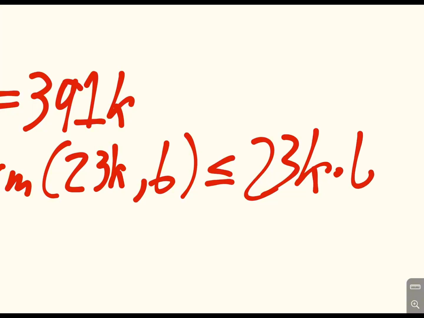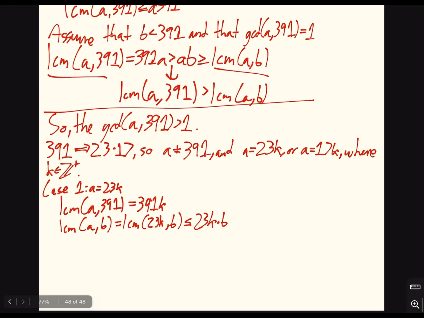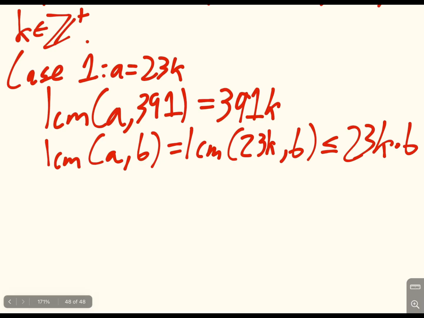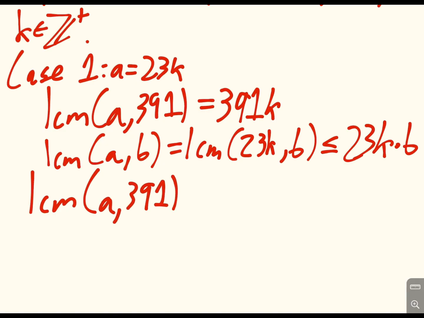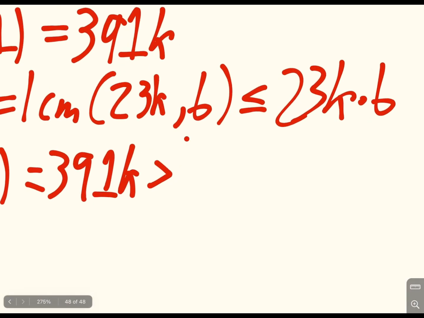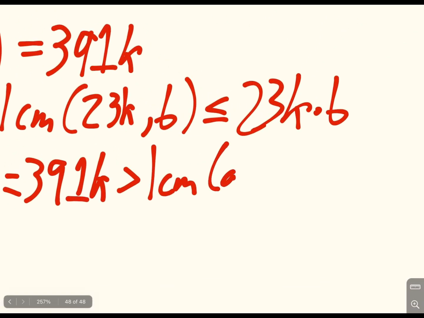23k times b. So now we grab this inequality and have that if the least common multiple of a and 391 is equal to 391 times k, then this has to be greater than the least common multiple of a and b.